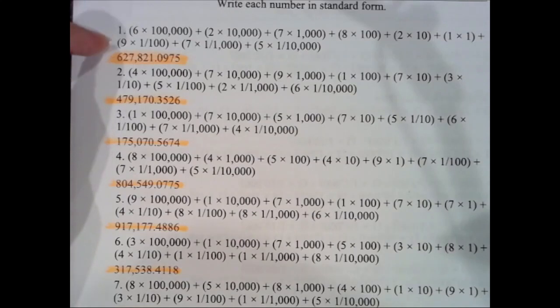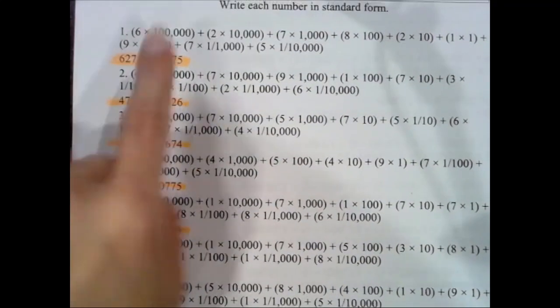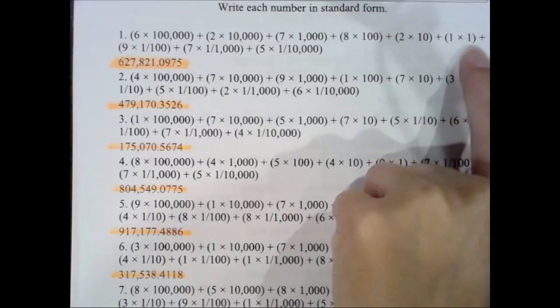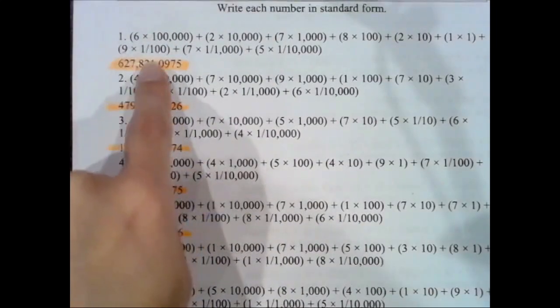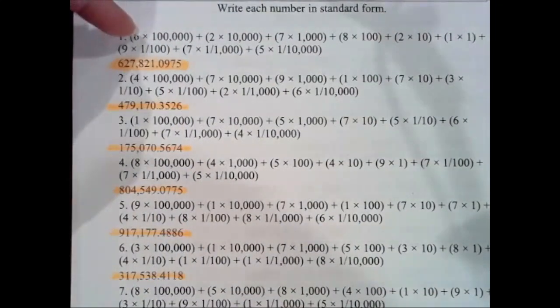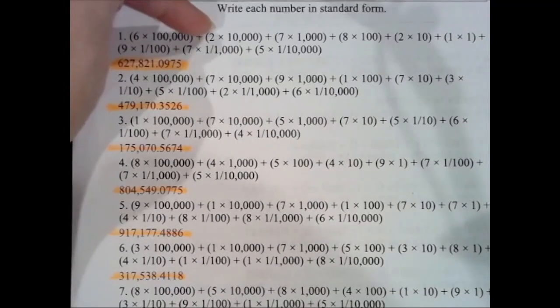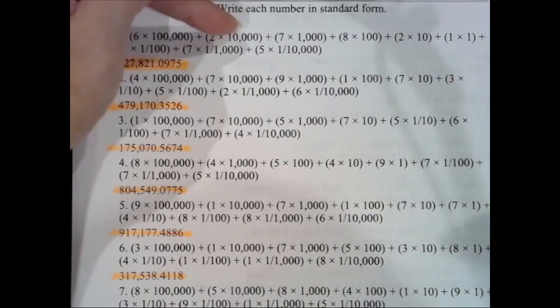On the back side, they gave us expanded notation using fractions, and you had to write it in standard form. Again, you had to pay attention to skipped place values. For example, in the first one, they skipped the tenths place. They went straight from the ones place to the hundredths place. And you have to keep in mind it's digit times place. So they want this digit 6 in this place value 100,000s. This digit 2 in this place value 10,000s.